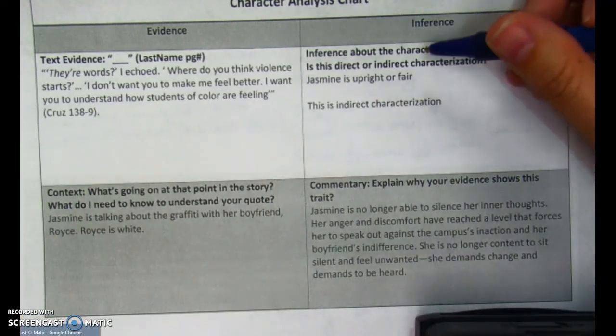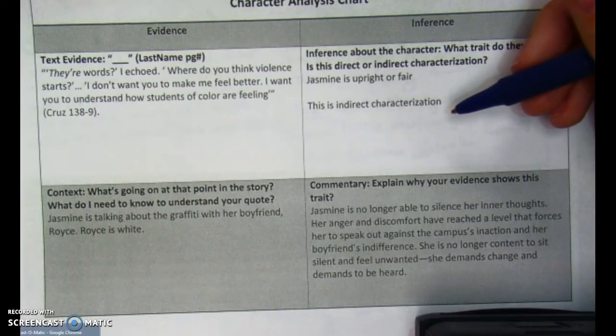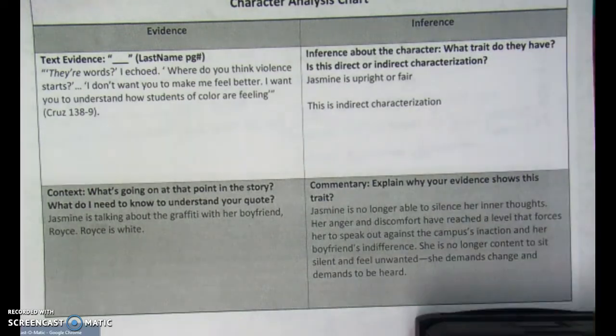This shows that Jasmine is upright or fair. You could also say that she's being righteous. Now, my commentary. Jasmine is no longer able to silence her inner thoughts. Her anger and discomfort have reached a level that forces her to speak out against the campus's inaction and her boyfriend's indifference. Now here, she technically hasn't really done anything yet. We haven't resolved our problem of how to react when you see terrible things going on around you. However, she is starting to move towards that point.